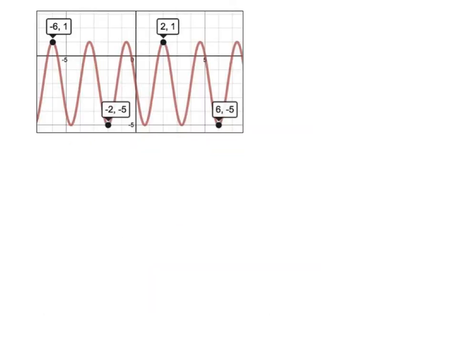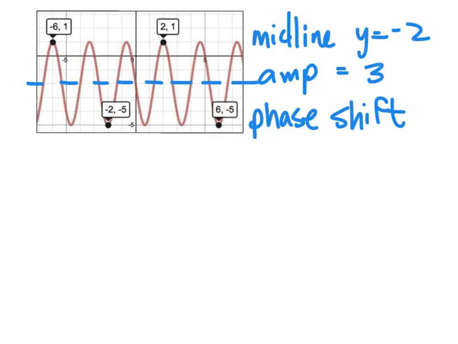Alright, now this last one has a tricky period. So what I would like you to do is to pause the video, do this in terms of cosine, and figure out as much as you can about the graph just from looking at these points. Alright, so you should have the midline is y equals -2 and the amplitude is 3.